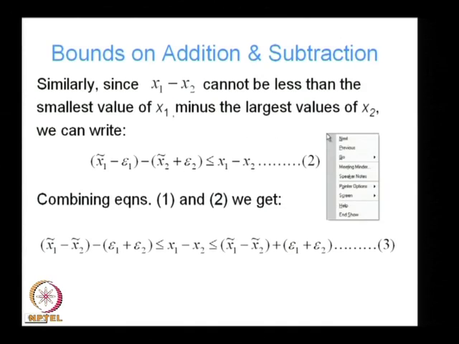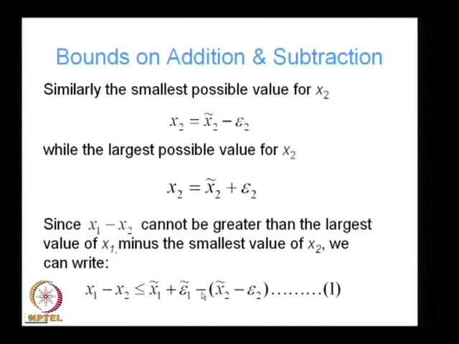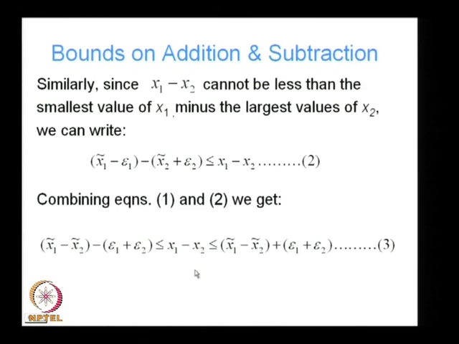Combining equations 1 and 2, we can get a bound on x1 minus x2, which gives me a lower bound as well as an upper bound. This tells me x1 minus x2 is bounded from below by x1 tilde minus x2 tilde minus epsilon 1 minus epsilon 2, while it is bounded from above by x1 tilde minus x2 tilde plus epsilon 1 plus epsilon 2.